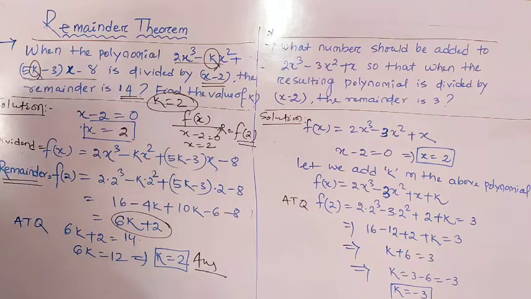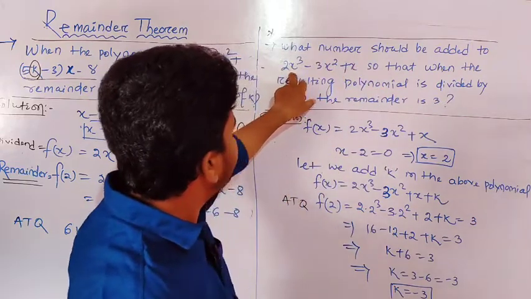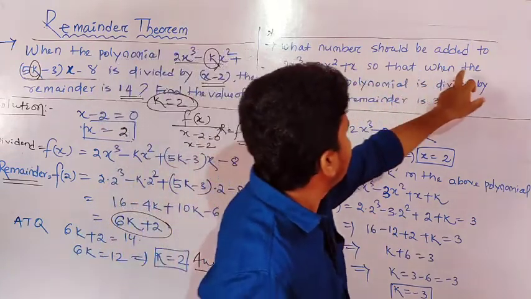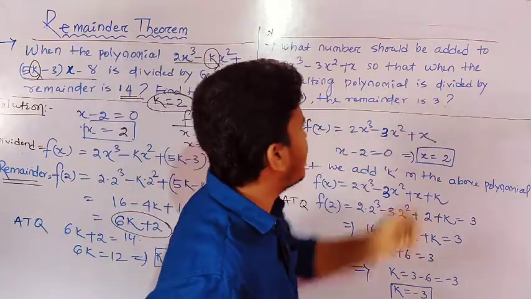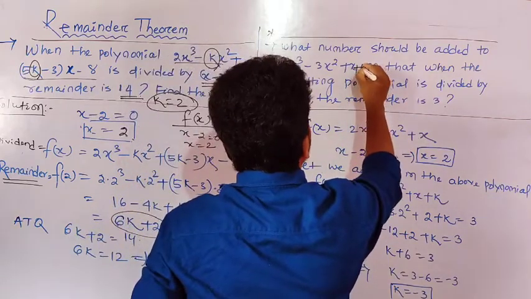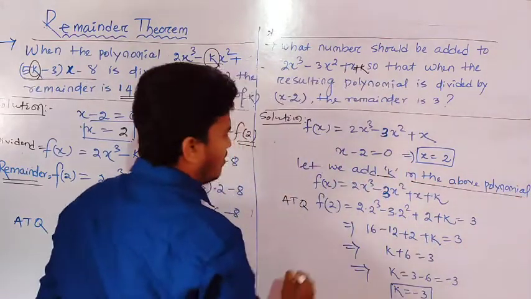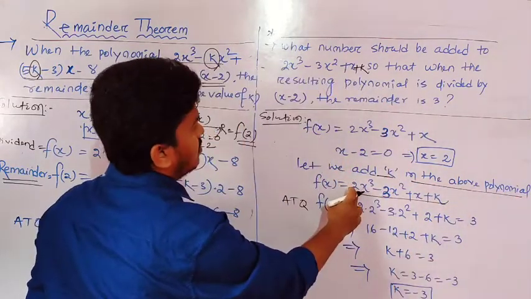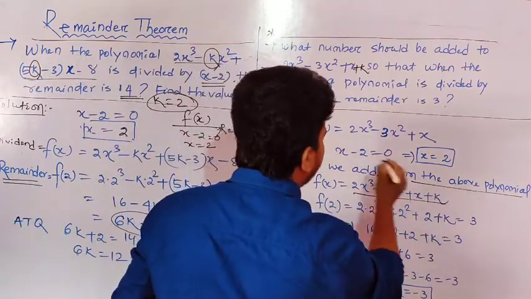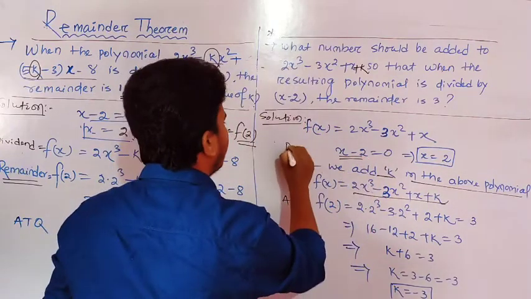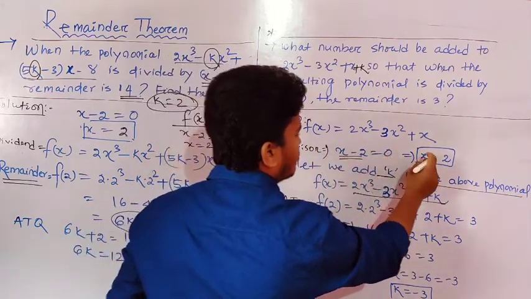Okay. Next, second example. What number should be added to the polynomial 2x cube minus 3x square plus x so that when the resulting polynomial is divided by x minus 2, the remainder is 3? Let us add k to the above polynomial. So the polynomial becomes 2x cube minus 3x square plus x plus k. We are going to divide this polynomial by x minus 2. The divisor always equals 0, so x minus 2 equals 0, so x equals 2.